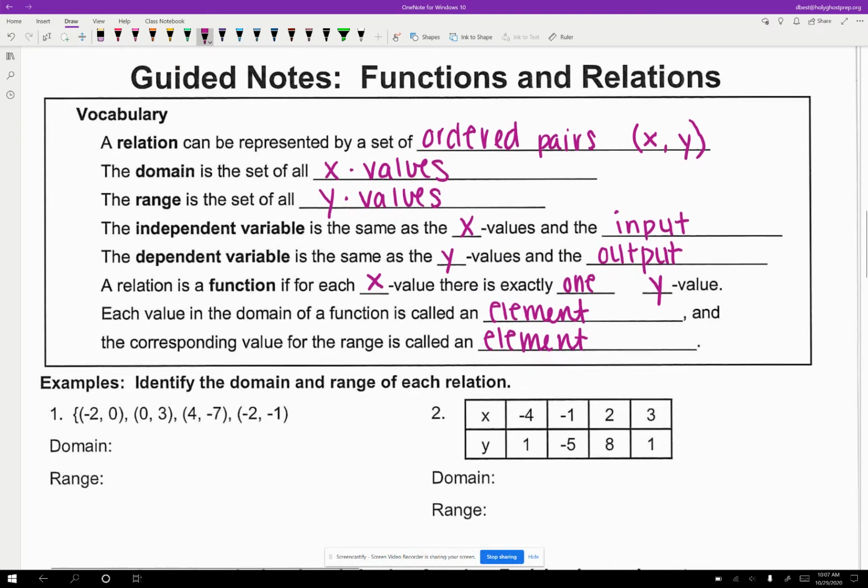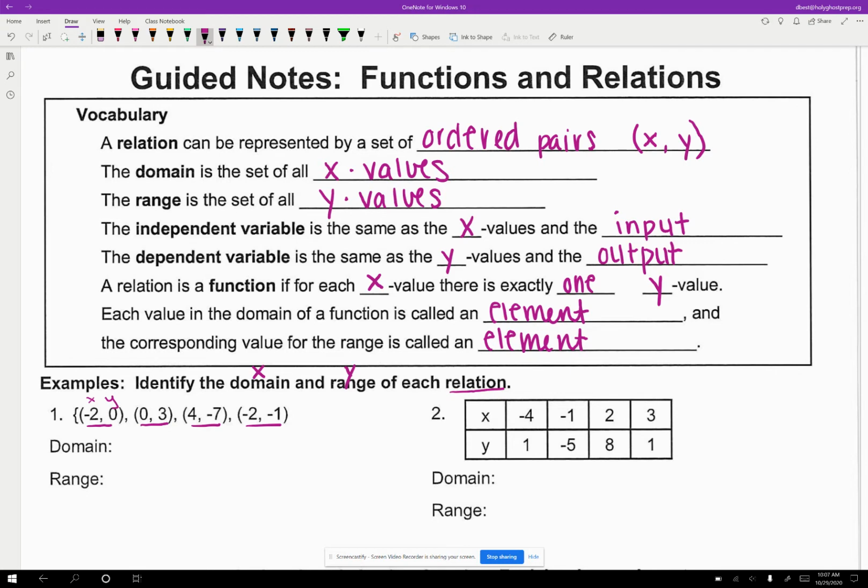So in examples 1 and 2, it says identify the domain and range of each relation. So again, a relation is just a bunch of ordered pairs. Domain is going to be our x values, and range is going to be y. So for number 1, we have 4 ordered pairs listed for us. And remember, it goes x, y for ordered pairs.